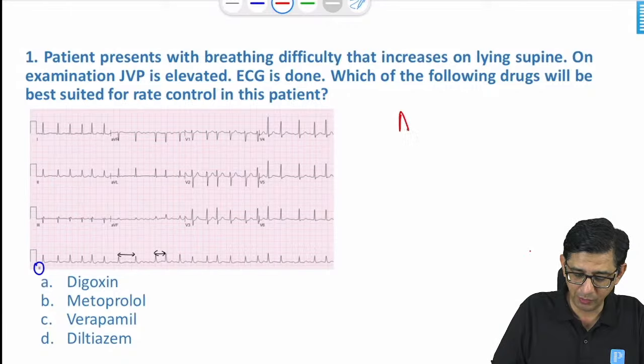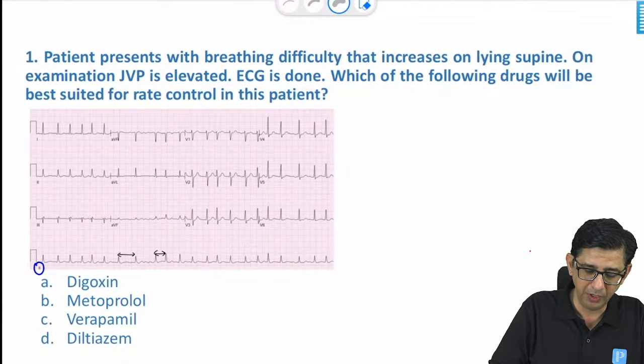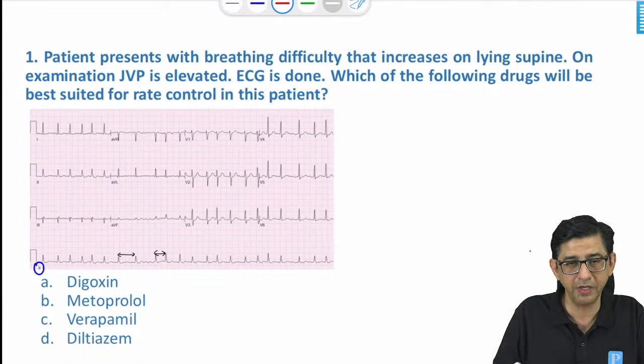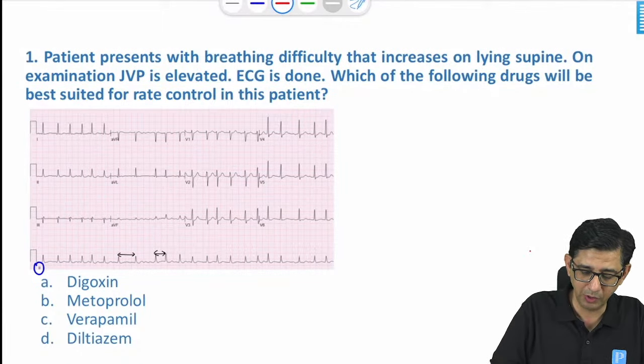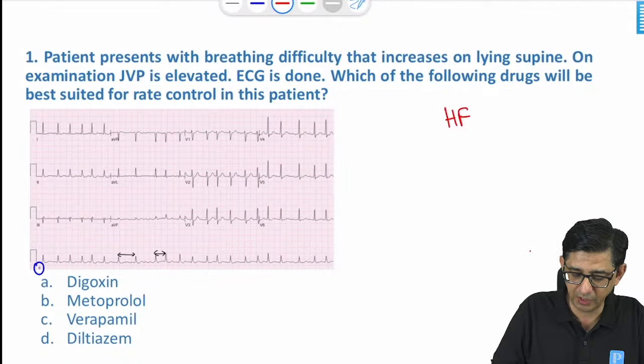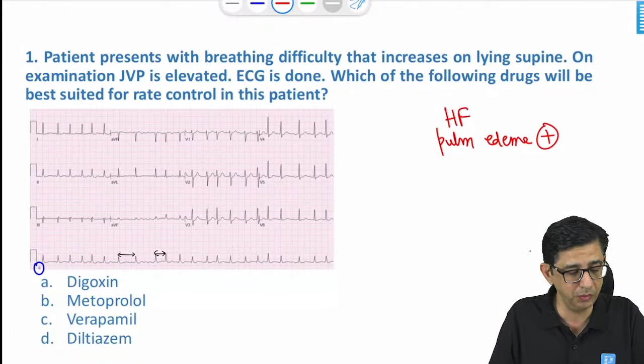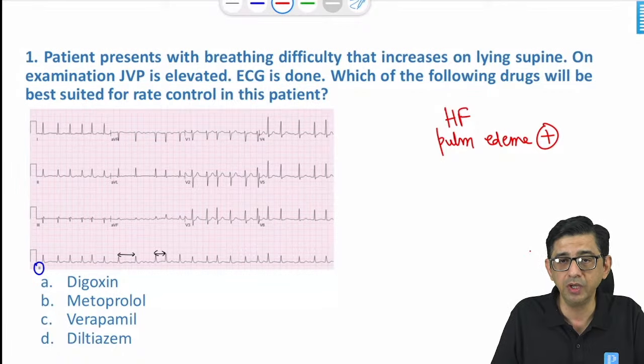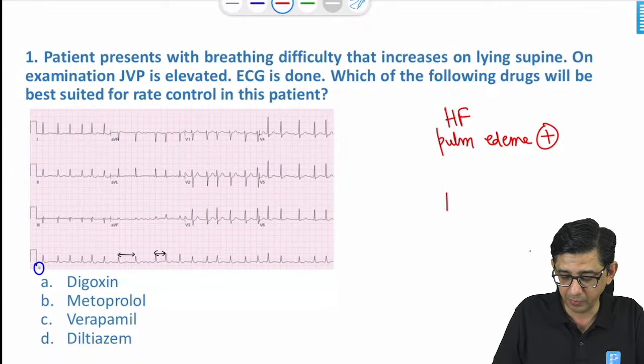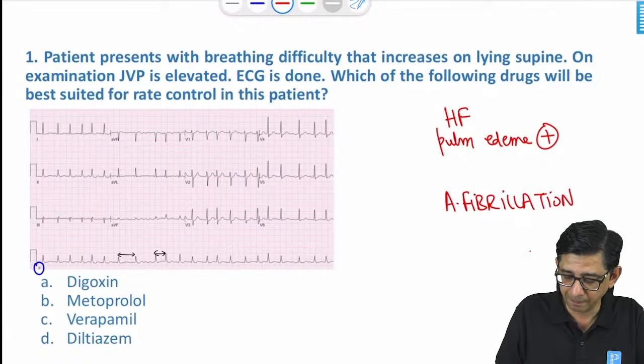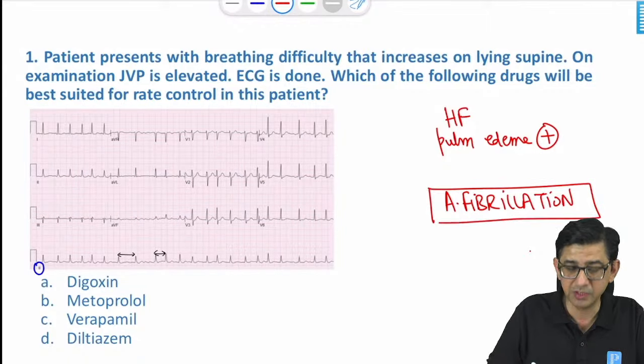But this patient, you can notice, has features of heart failure. There is breathing difficulty on lying supine, and the JVP is elevated. Because the patient has concomitant heart failure and pulmonary edema, we need to be very careful with respect to that. Should we be giving a beta blocker to somebody with pulmonary edema? You very well know that if you give a beta blocker, you are going to put on brakes in a patient with pulmonary edema, and that will worsen the case.